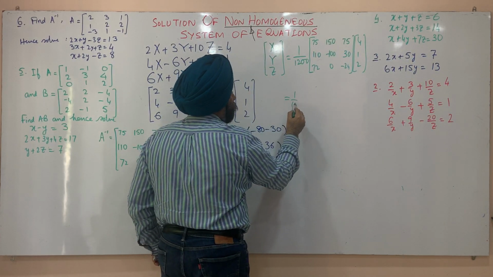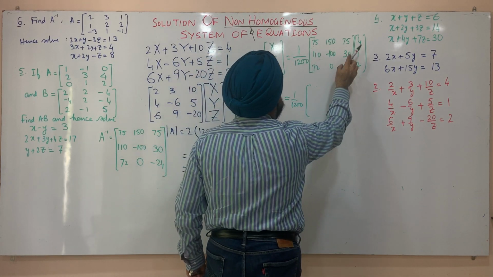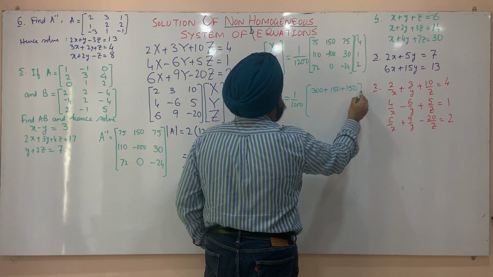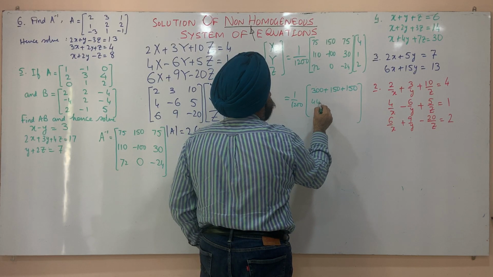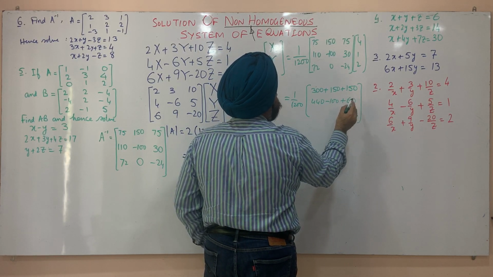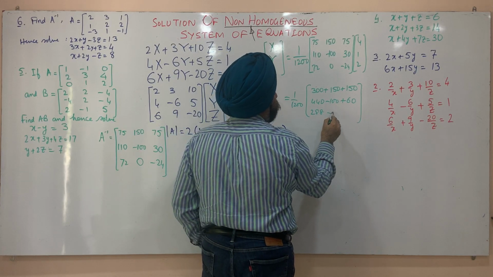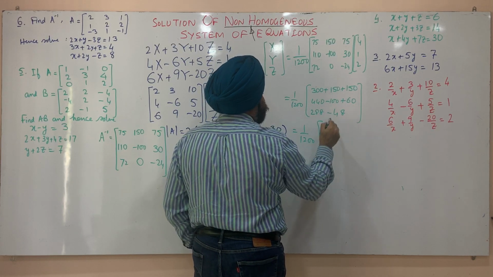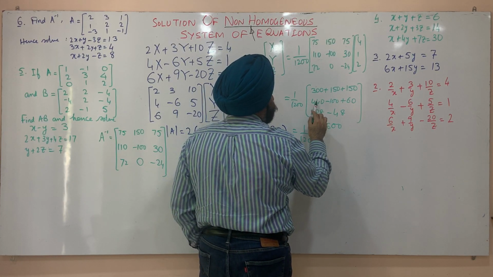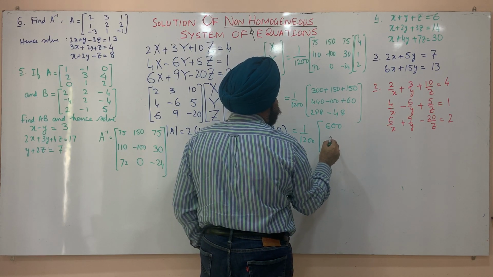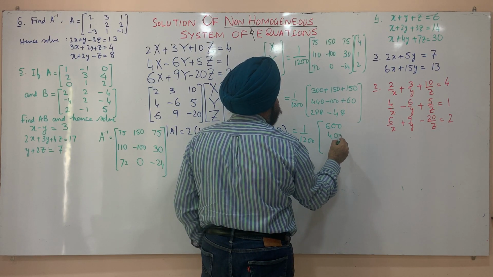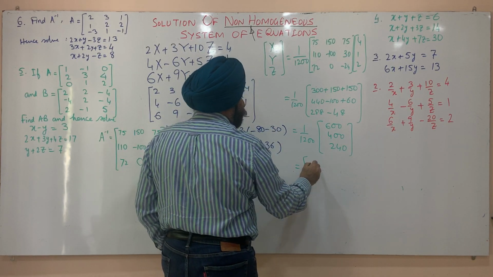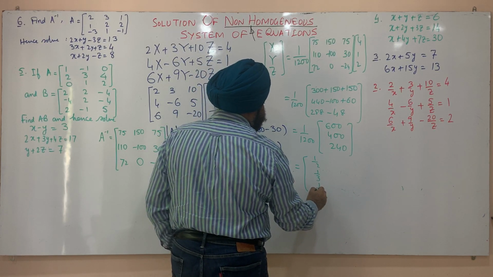1200, multiply this into this is 300, plus it's 150 plus 150. Then 440 minus 100 and plus 60. Then 288 minus this is 48. 1 by 1200, this is 600, this is 340 plus 60, this is 400, and this will be 240. So this is 1 by 2, 1 by 3, and this is 1 by 5.